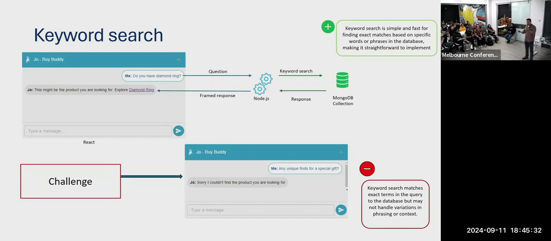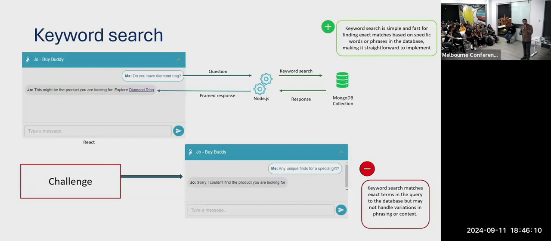But what happens if a user asks a slightly different question, which has the same semantic meaning, like any unique finds for a special gift? Then obviously there is no keyword such as diamond or ring, and in our product inventory we don't have anything that says special or gift. So obviously the database returns no data, and the Node.js will send a response saying, sorry, I couldn't find the product you are looking for. So the keyword search is simple and fast, but it cannot identify any variations or semantic meaning of the text.